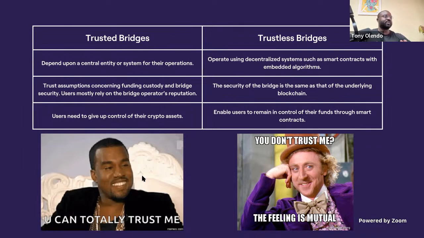To summarize the different types of bridges: trustless bridges are essentially trust-minimized bridges, where you minimize the need to trust the bridge because it inherits the security of the underlying blockchain. With trusted bridges, you're making trust assumptions, and those are the challenges you have to navigate if you're thinking about how to build those bridges.